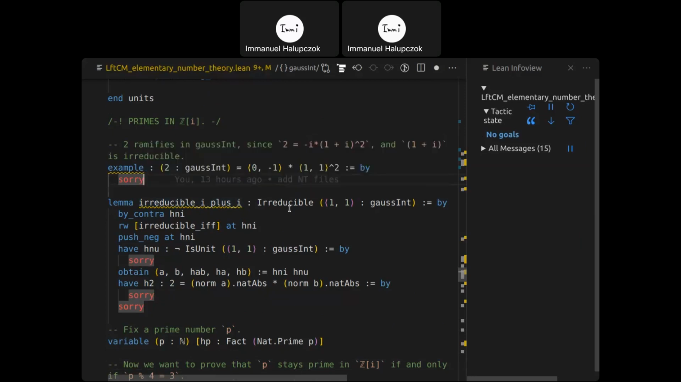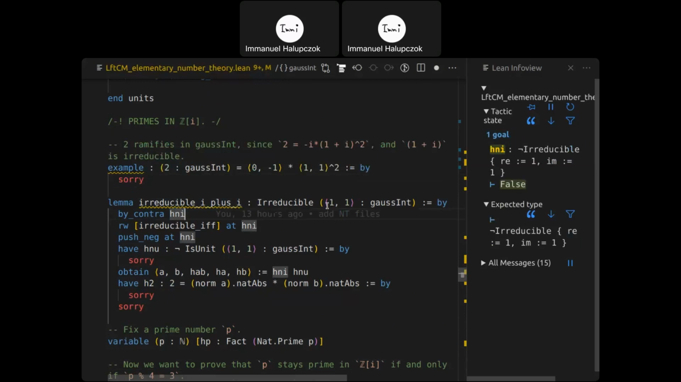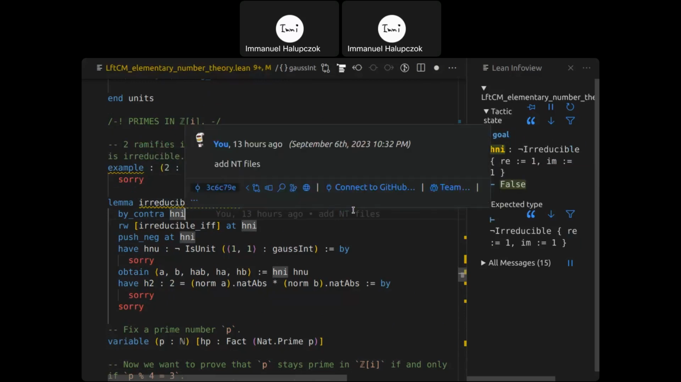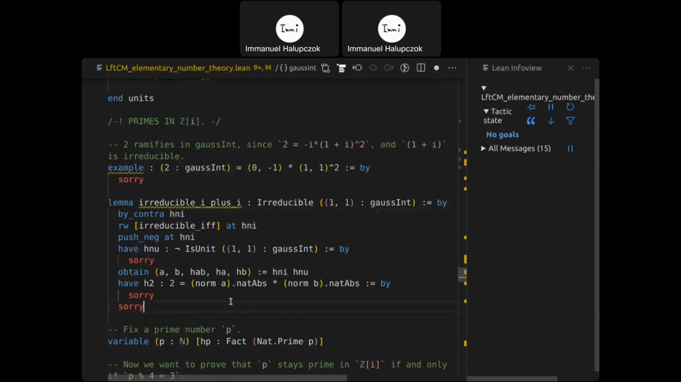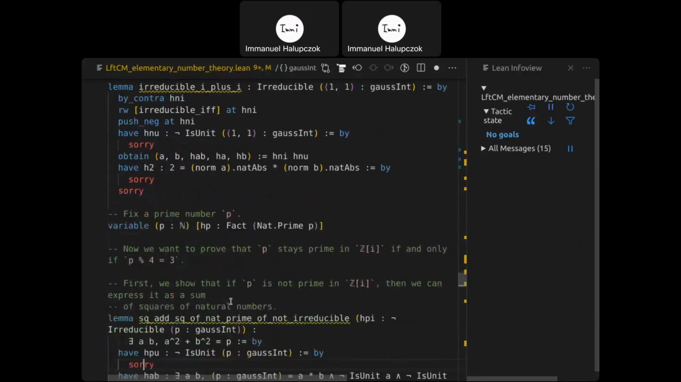And then I just need to check that this element 1 plus i is actually an irreducible element. Again, I'm giving you a sketch of the proof, and you only have to check a couple of things here. Okay, so 2 is special. It's going to be the only prime that ramifies in the Gaussian integers. And then we will see what happens with the odd primes.